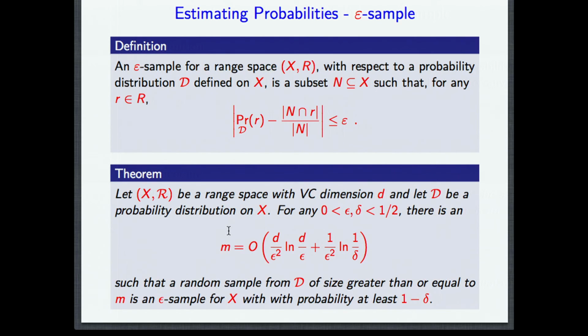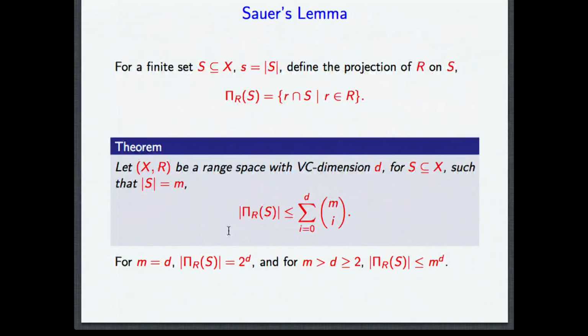You can get a slightly better result using something called chaining, but I really want to spend 2 minutes on this beautiful theorem. That's maybe the only proof I want to go through. This is one of the most beautiful and tricky proofs. This is the double sampling idea.